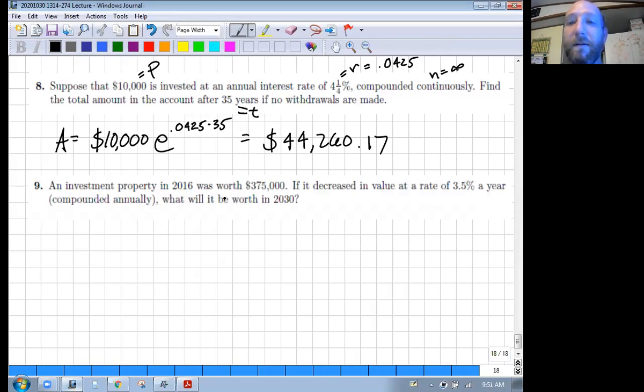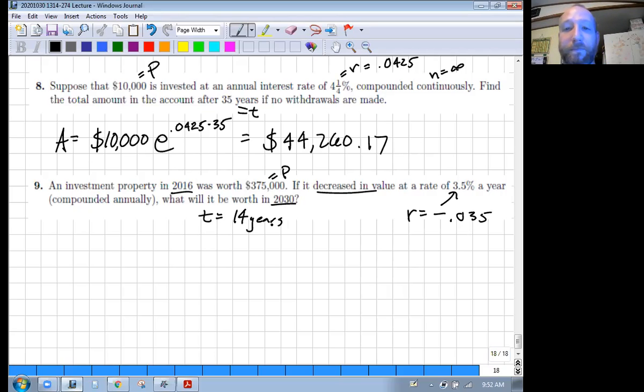All right, here's our principal, 375,000. It decreased in value, so our rate here is a negative 0.035. Negative, because it's decreasing. What will it be worth in 2030? Well, time here is 14 years. Compounded monthly, so n is 12.